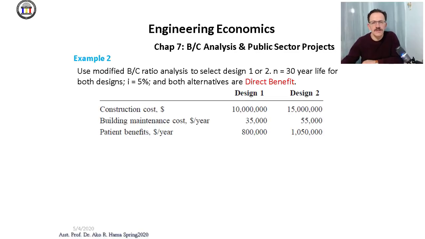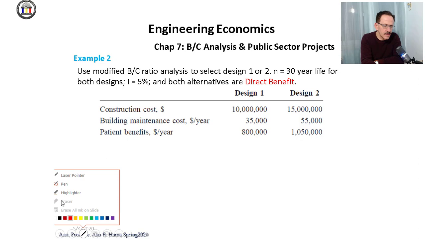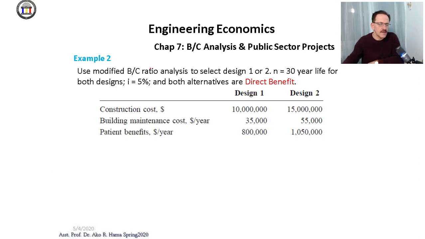So as you see, example 2 asks you to use modified. So be aware that it asks you to modify it. Modified means you have to include operation and maintenance cost for the purpose of calculating the B over C ratio. This is the first note. You have to be aware of this one.